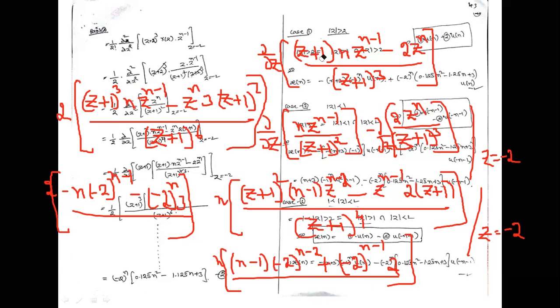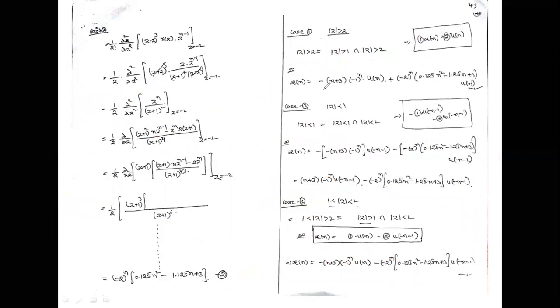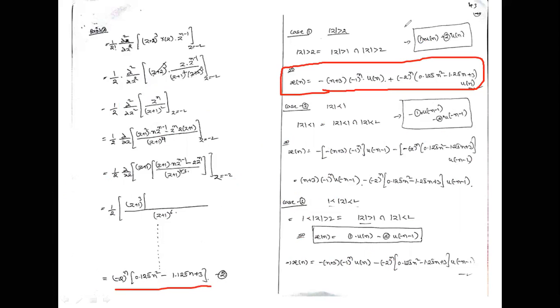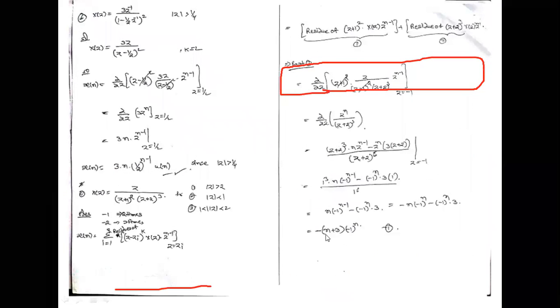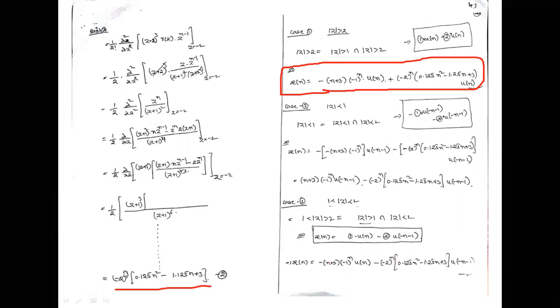In the previous step we got one term, the first term, and in the second term we can add these 2 functions to get x of n is equal to this. X of n is equal to minus of n plus 3 minus 1 whole power n mu of n, and this is equation 2 also. What we got previously: minus of n plus 3 minus 1 whole power n, and in this second term we got minus 2 whole power n, multiplied with 0.125 n square minus 1.25 n plus 3.